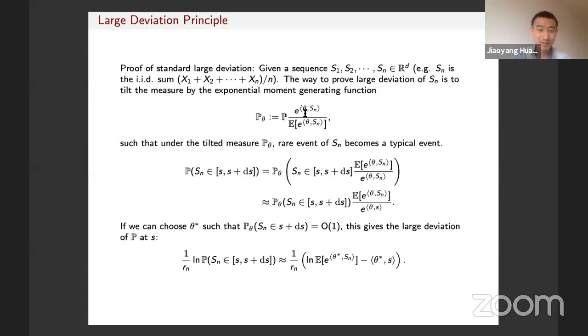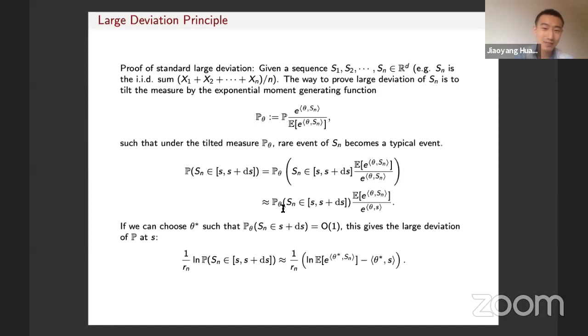So we want to choose some theta such that if we want to estimate the probability Sn is close to S, then this is the expectation under P theta of the indicator that Sn is close to S, times the expectation of e to the theta Sn over e to the theta Sn. And because Sn is close to S, under this indicator function, this denominator becomes approximately e to the theta S. And this numerator is just some number, we can factor it out.